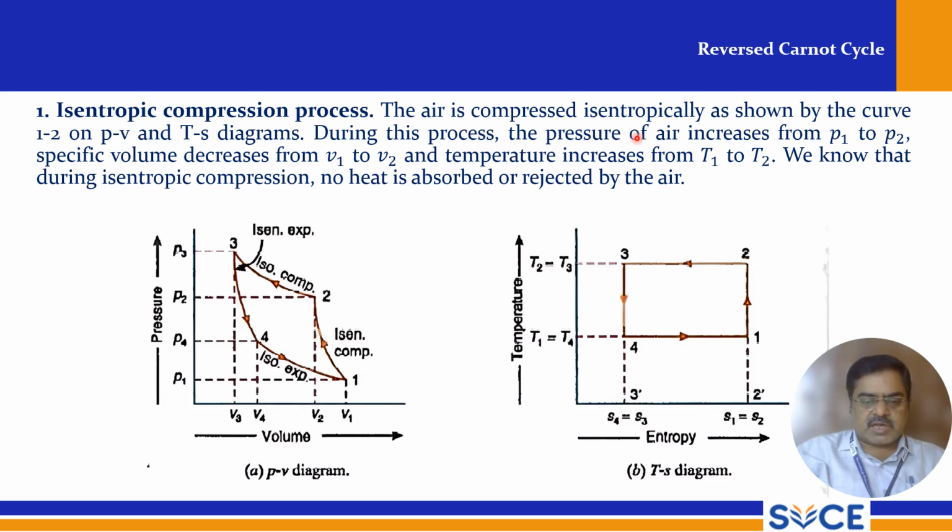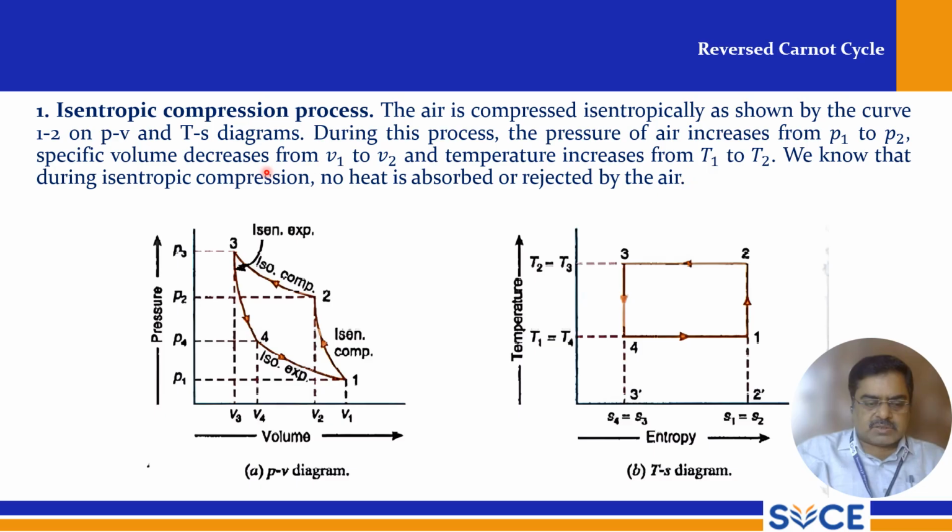The air is compressed isentropically by the curve 1 to 2, on the PV as well as the TS diagram, that is, the temperature and entropy diagram. During this process, the pressure of air increases from P1 to P2. You can see here pressure is getting increased, but volume is getting decreased. The specific volume decreases from V1 to V2. So this much decrease from V1 to V2. The temperature increases from T1 to T2.